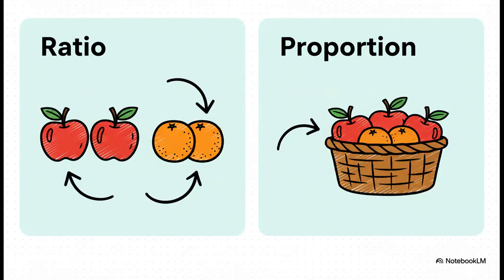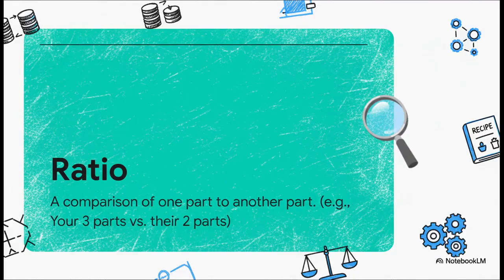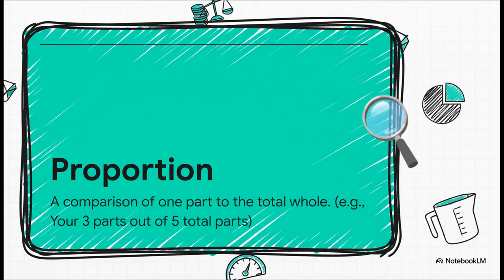To solve this, you got to understand 2 key ideas. Let's break them down real quick. First up, a ratio. It just compares one part of a whole to another part. Simple. And a proportion? That compares one part to the total amount. Think of it like a fraction.